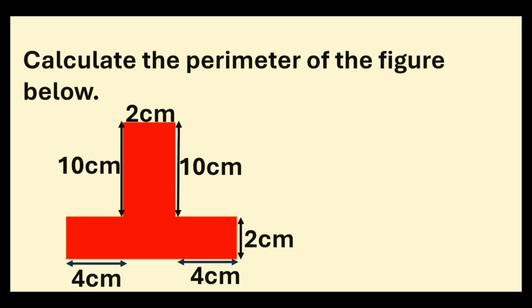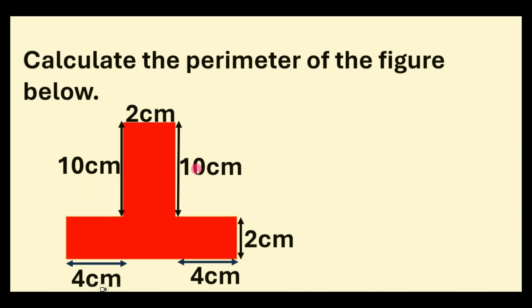Welcome everyone. We are looking at the perimeter of irregular shapes today, and we'll be looking at the area of irregular shapes as well. So now let's look at this shape. The question says we should calculate the perimeter of the figure below. When you look at this figure, it's an irregular shape. And of course, when you are calculating the perimeter of any shape at all, perimeter is the distance around the shape.